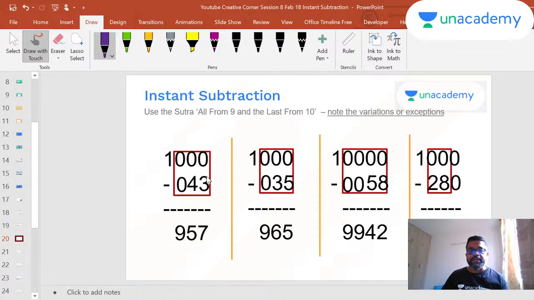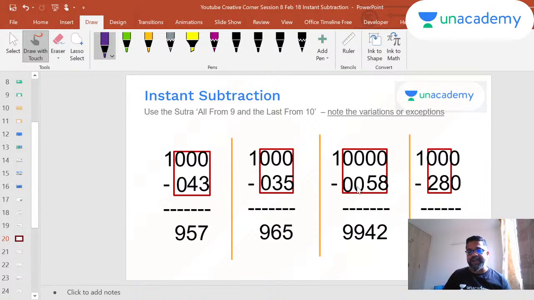A few more examples here. Now, notice this. When I am subtracting 1000 minus 43, one thing is, I need to ensure that I pad it with zeros wherever I'm missing digits. If I'm trying to subtract from 10,000, it's very simple.